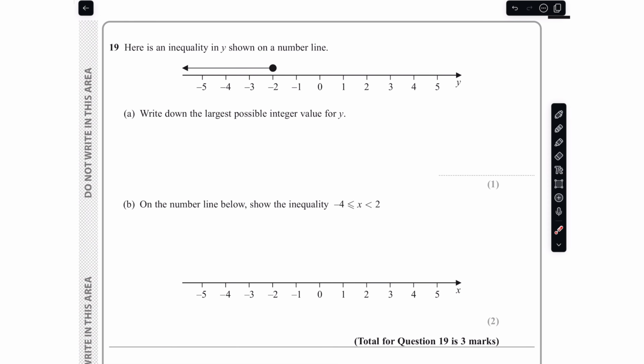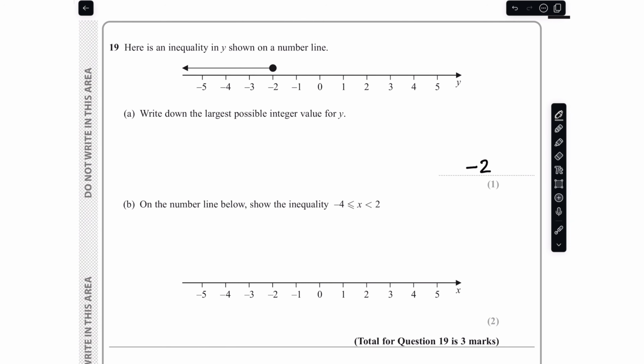In question 19, we are given an inequality in y shown on a number line. Write down the largest possible integer value for y. So on the number line, as you move towards the left, your numbers decrease. So that means that the largest possible integer value for y would have to be -2. So your answer to part A is -2.